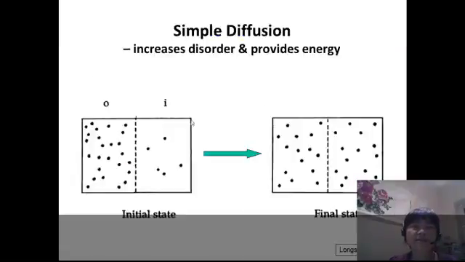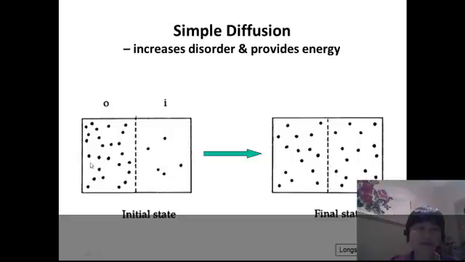So here is an illustration of simple diffusion, which increases disorder and does not require energy. On the left side, we start with the initial state. Here we have two compartments. O represents outside the cell. I represents inside the cell. In between, you have a dashed line representing the cell membrane.